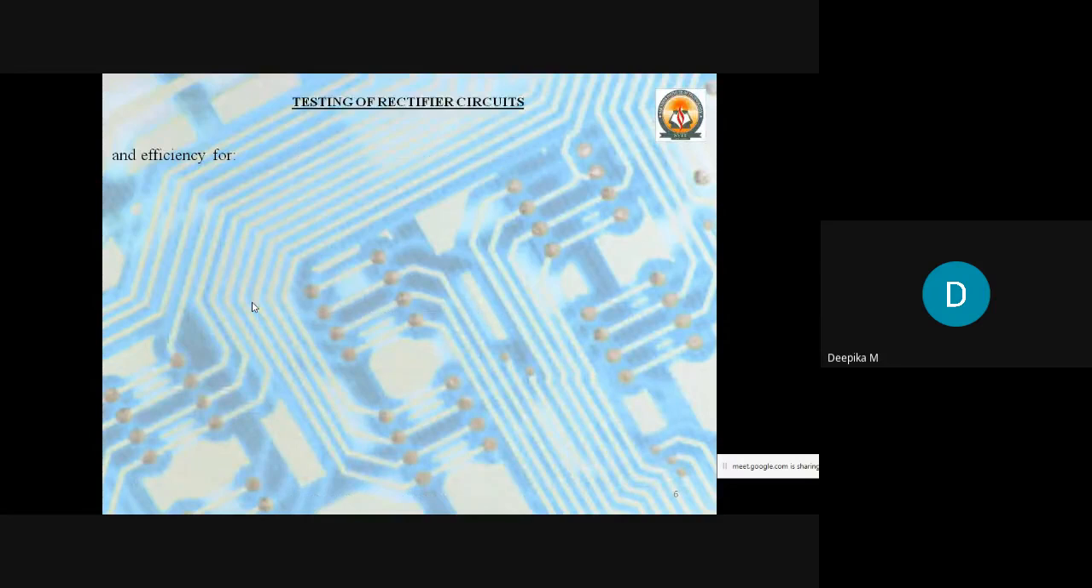So next, we will get into the experiment introduction. The first one is called testing of the rectifier circuit. You all know that a rectifier is nothing but a circuit which converts the AC waveform into a pulsating DC waveform. So this is nothing but the rectifier circuit.